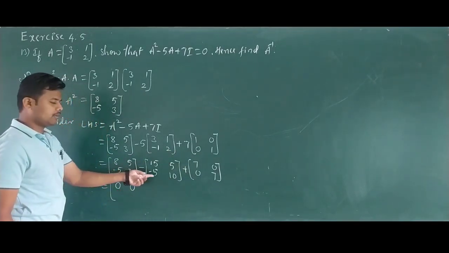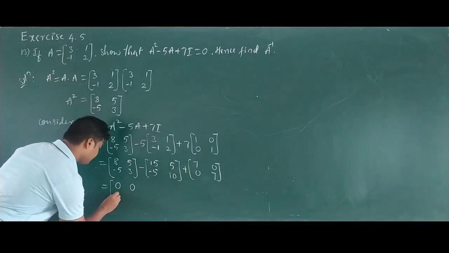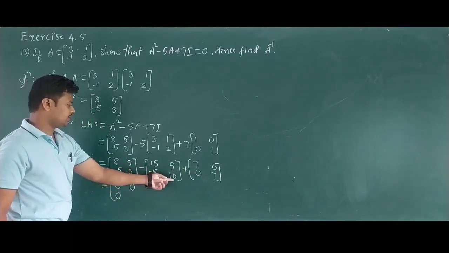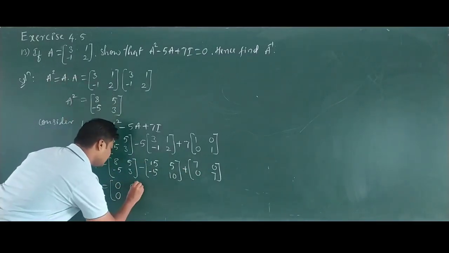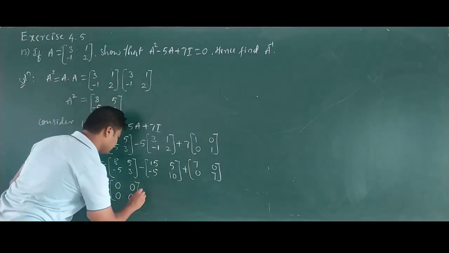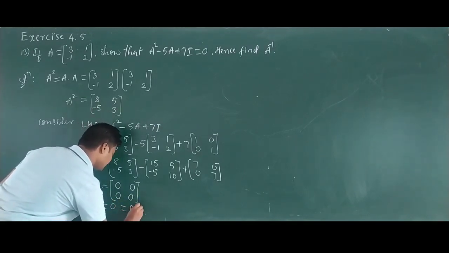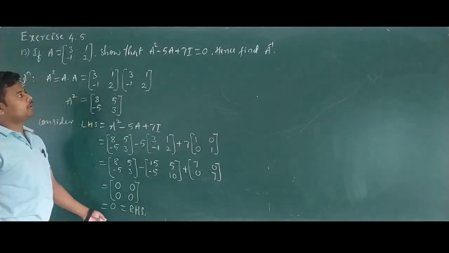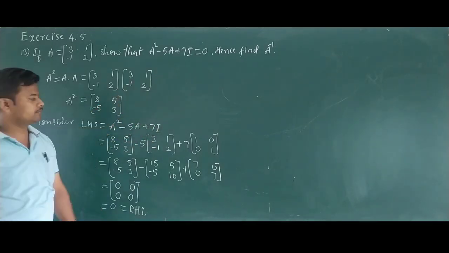Minus 5 plus 5, 0, plus 0, 0. 3 minus 10 minus 7 plus 7, 0. So this is the 0 matrix of 2 by 2. This is nothing but equal to 0, which is equal to RHS. So hence we prove. Then using this equation, you have to find A inverse.